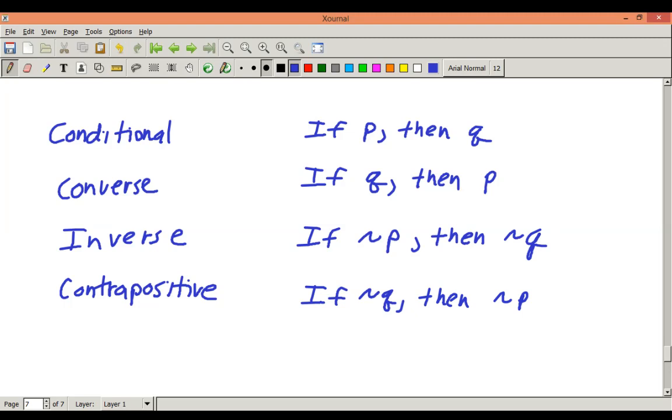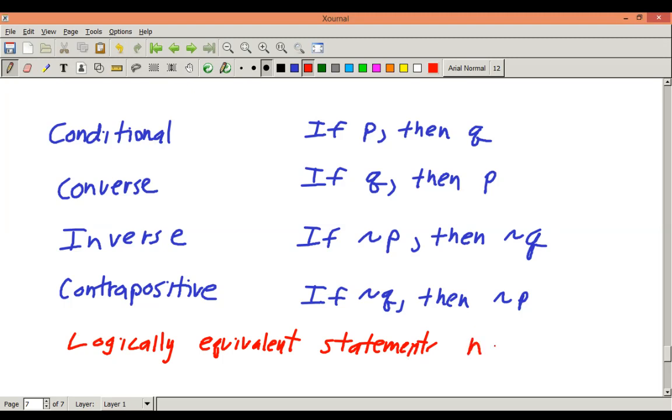Okay, now we've got to talk about logically equivalent statements, and then we'll do our example, and then that'll wrap it up. So logically equivalent statements have the same truth value.